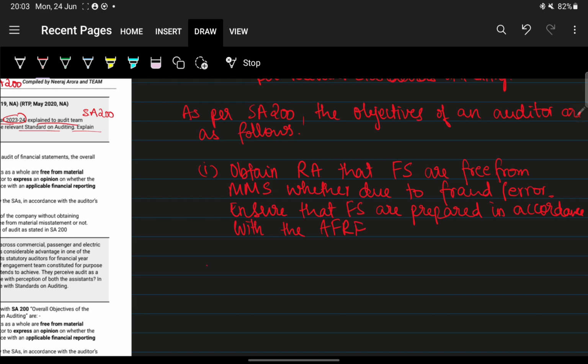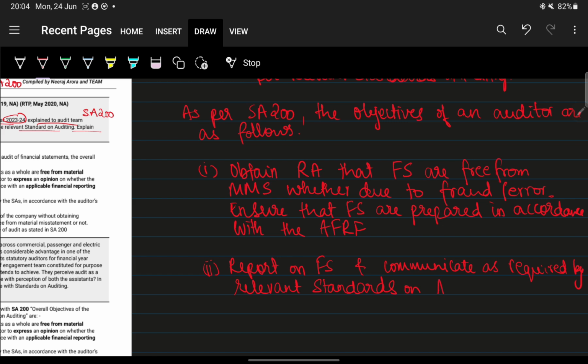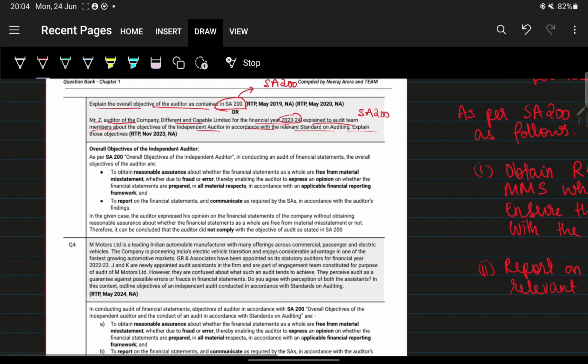Okay, next, what else did it require? It required you to report on the financial statements and communicate as required by the relevant standards on auditing. Okay, let's just see what they have given.